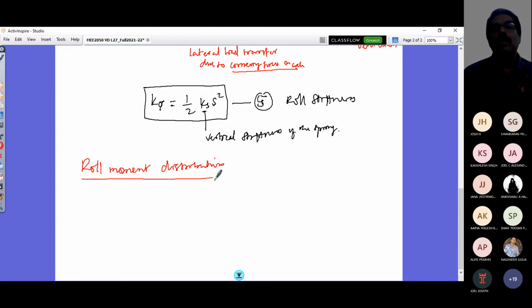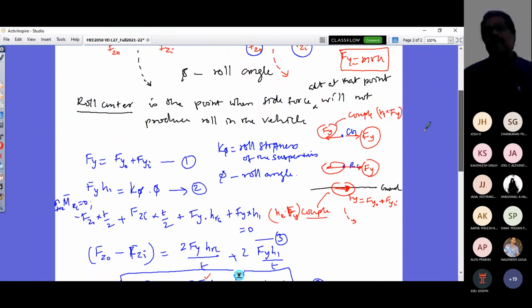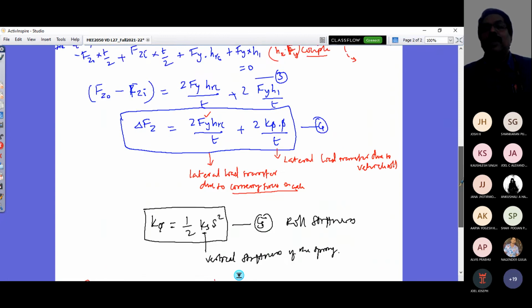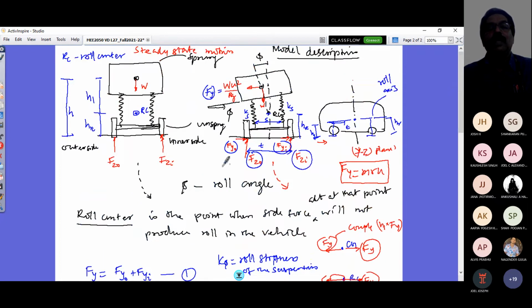So why do I say now roll moment distribution? Because this is the vehicle model we have done, and we need to know what the two terms are, or what causes this change in normal load here. So if this delta FZ, the change in normal load, is equal to 0, what does that mean? It is going straight. So FZ naught is equal to FZI.